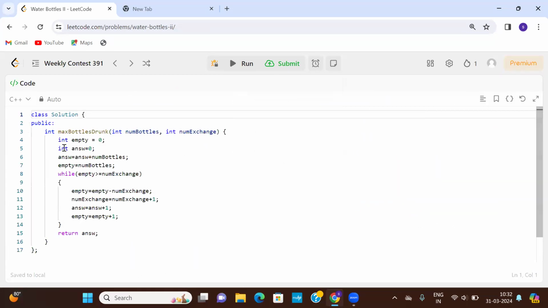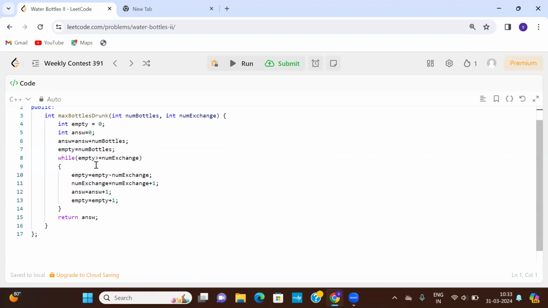See, initially we have 0 empty bottles, so empty equals 0. In ans, we are storing the number of water bottles which we have drunk. Initially we have drunk 0 water bottles, so ans is also equal to 0. Then we have ans equals ans plus numBottles. In numBottles we have the number of full water bottles that we have. Since we have drunk all the full water bottles, ans equals ans plus numBottles. And since we have drunk all the water bottles, those water bottles become empty. So we have initialized empty with numBottles.